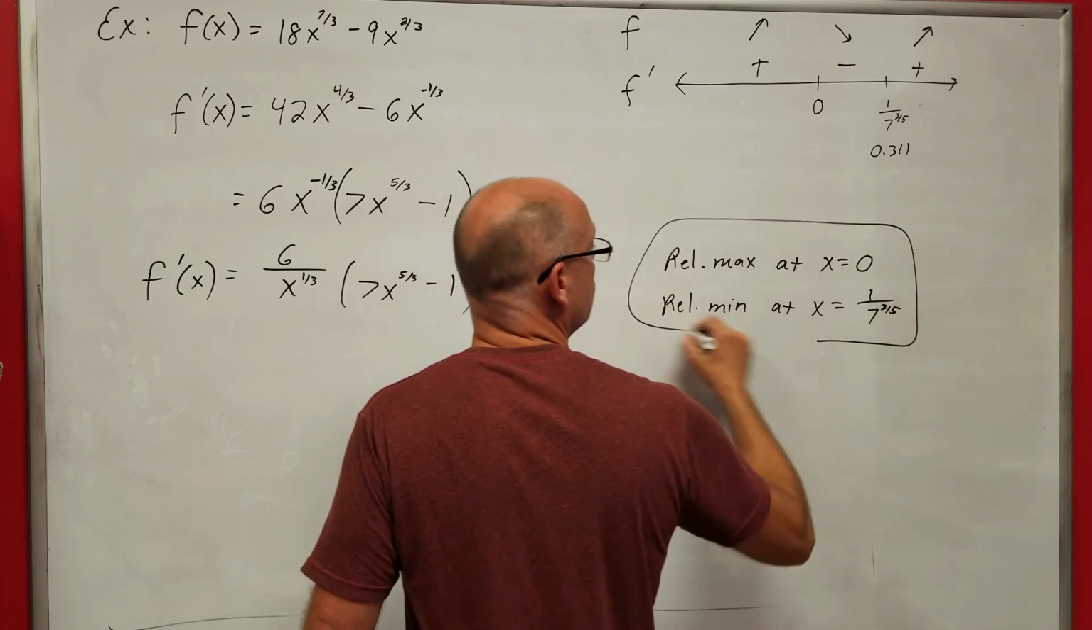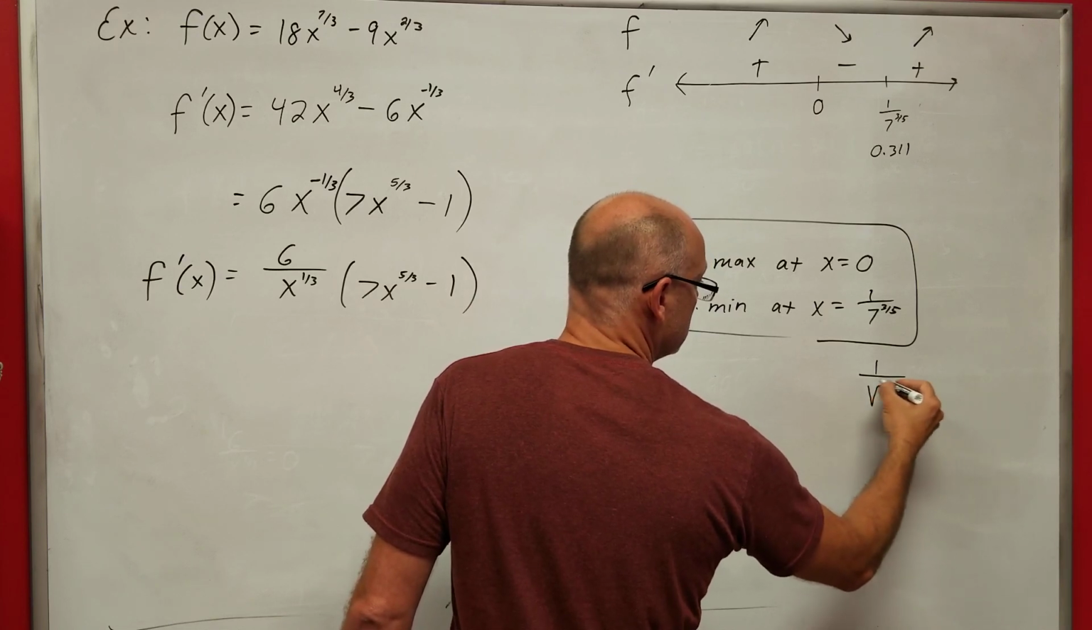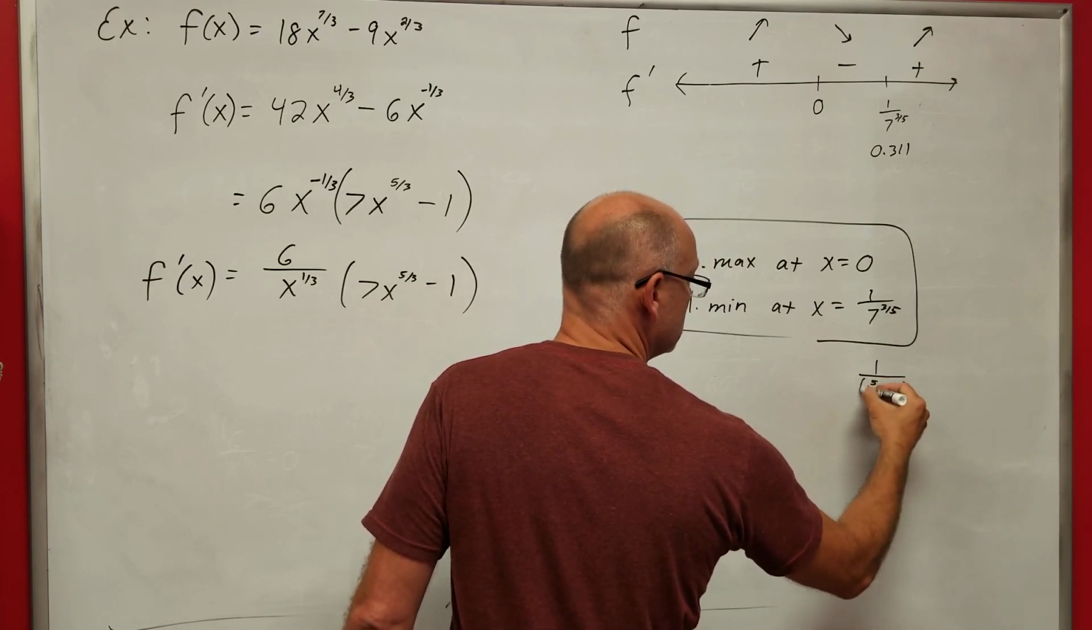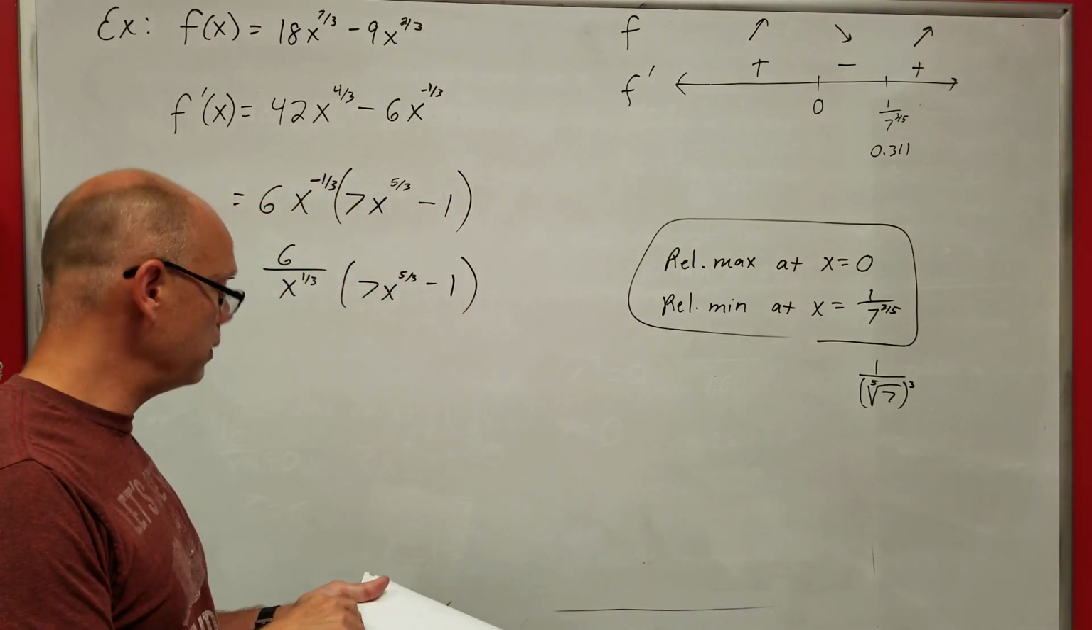Now, there's a number of ways you could write that. You could write that as 1 over the 5th root of 7 cubed and so forth, okay? All right, just use that first derivative test.